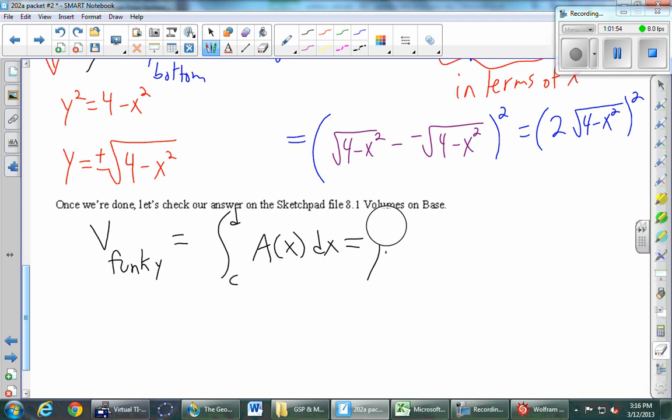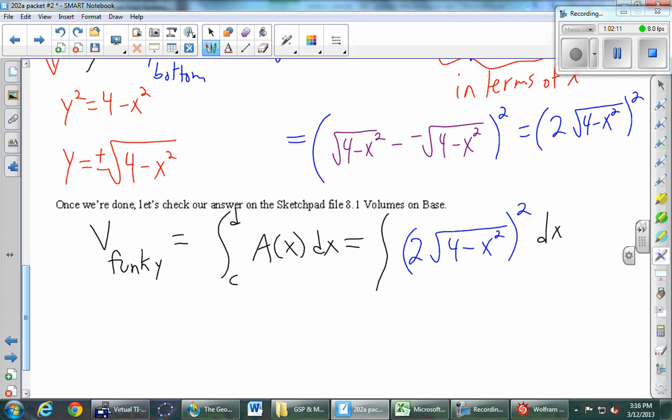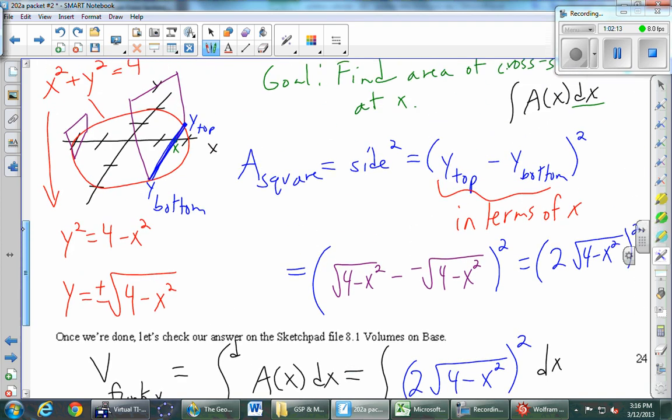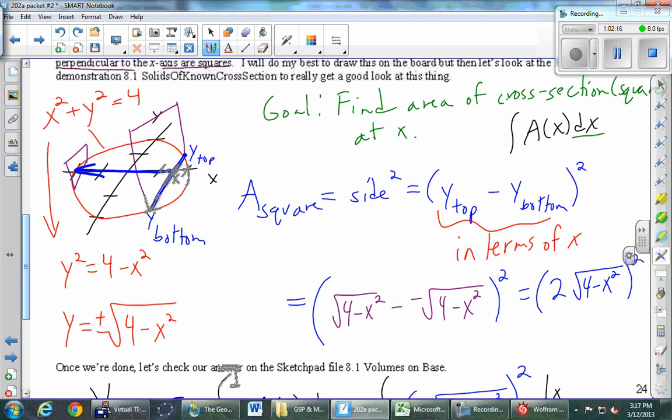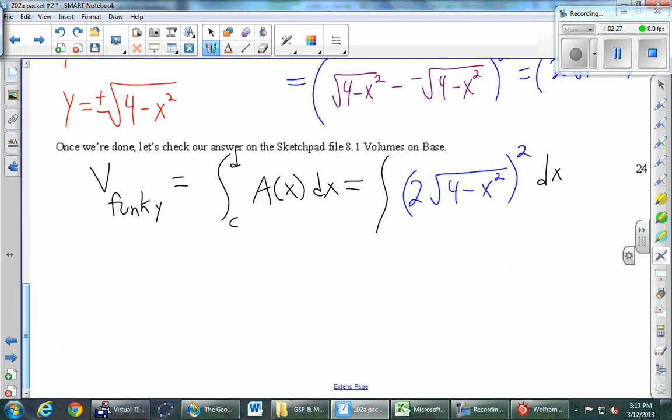Integral. The area function we just came up with is up there in blue, 2 root 4 minus x squared, squared. That's the area of a single square. Dx at the end. And the last piece of this is finding the limits. So again, you imagine x driving, sliding left and right. How much is the smallest x at the far left? That's a -2 out there. And at the far right, +2. You could also use more symmetry and double the integral from 0 to 2. So -2 to 2.